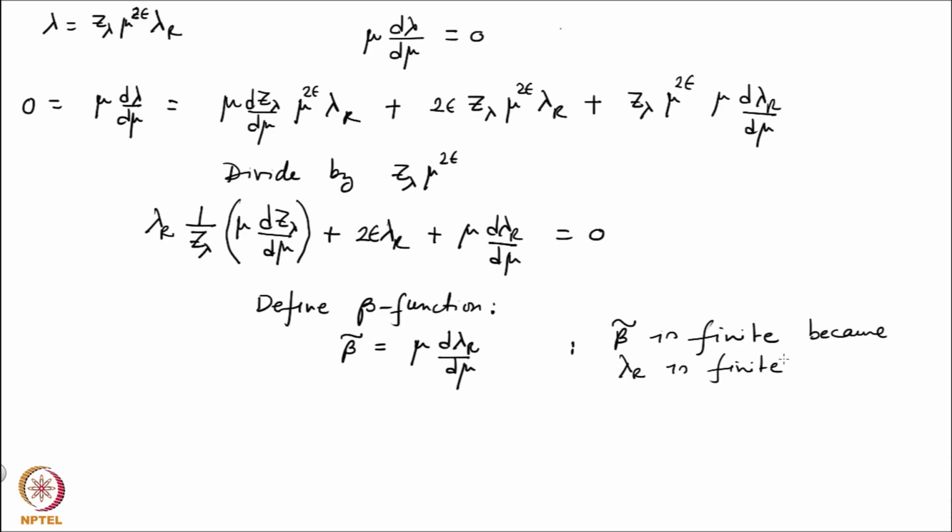We are not expecting the derivative to blow up, so this is finite. Substituting this in this equation, I will get beta tilde. I take these two terms to the other side, it's minus 2 epsilon lambda r minus lambda r times 1 over z lambda mu dz lambda over d mu.